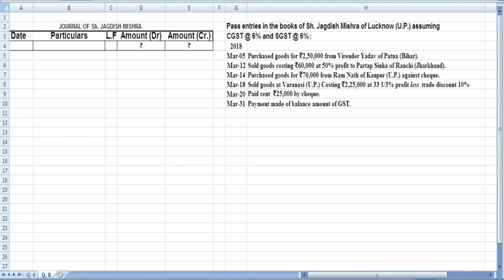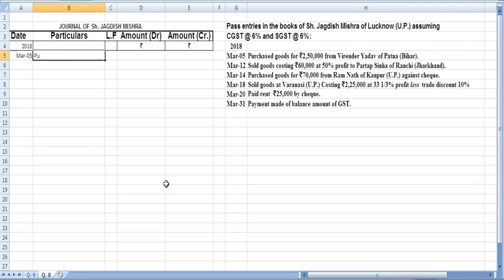Hello students, now we'll solve question number 8. Pass the entries in the books of Shri Jagdish Mishra of Lucknow, UP, assuming CGST 6% and SGST 6%. 2018 March 5. Purchase goods for 2,50,000 from Virendra Yadav of Patna, Bihar.